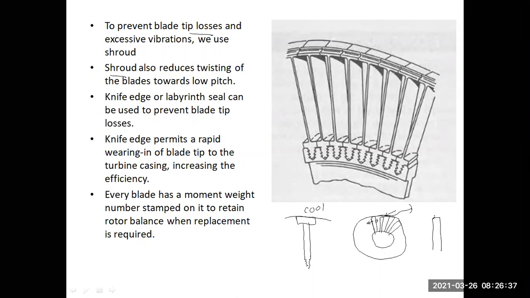What they do is, the edge of the turbine blade, they will make a sharp edge. This sharp edge is called a knife edge. They will make it touch the case, and when the aerodynamic force and the radial load act on this, the knife edge will actually start cutting into the casing.